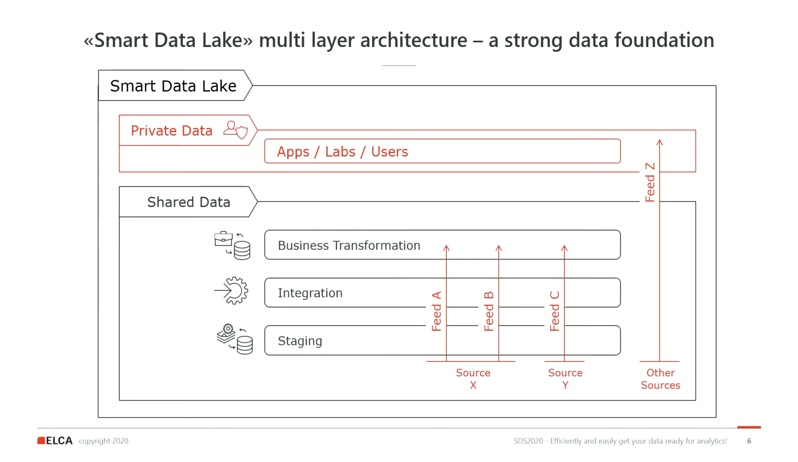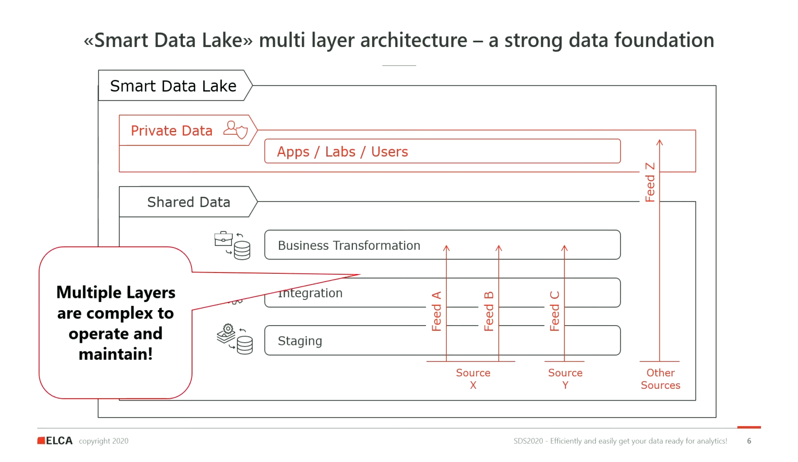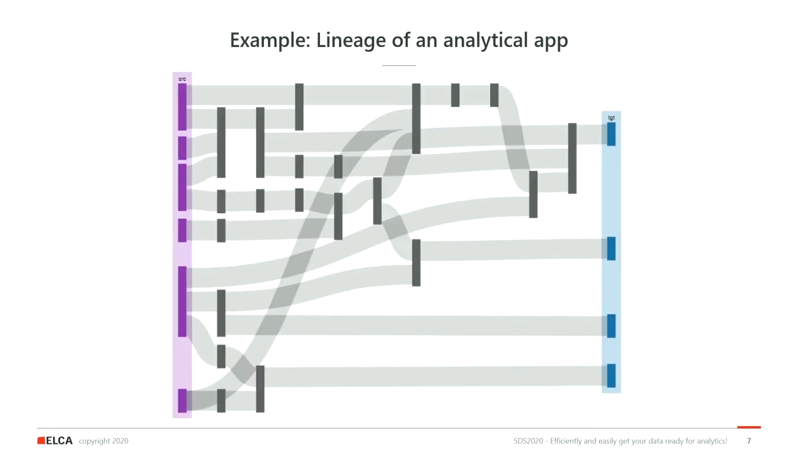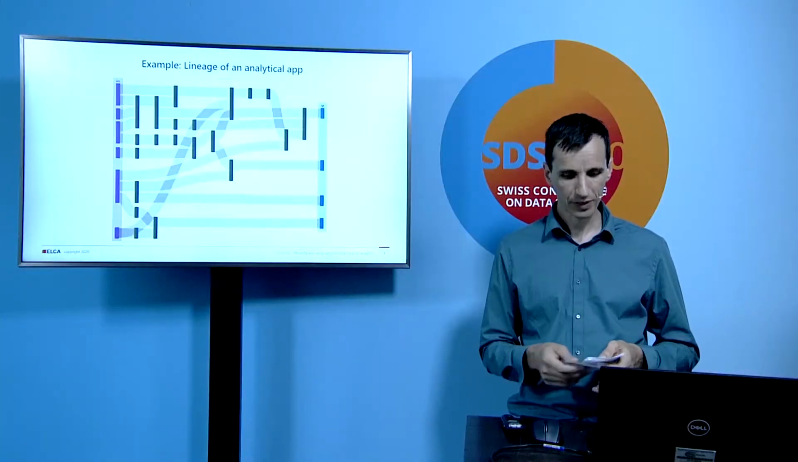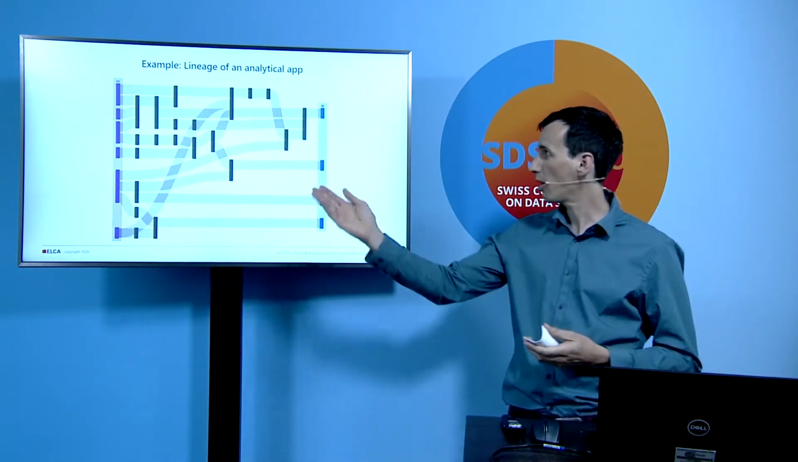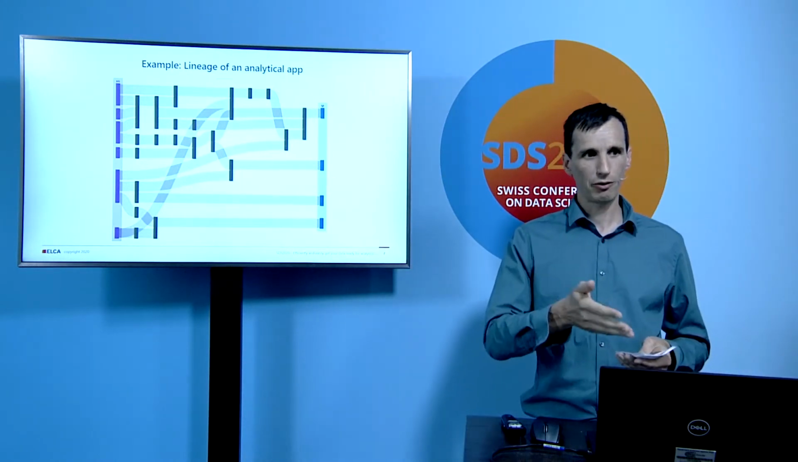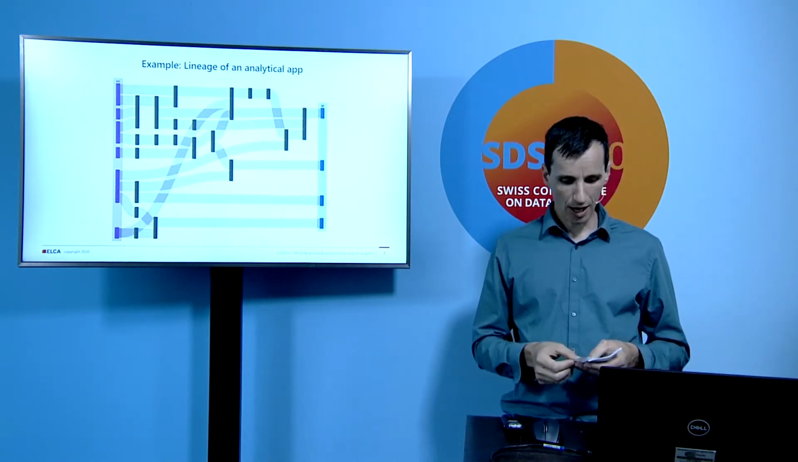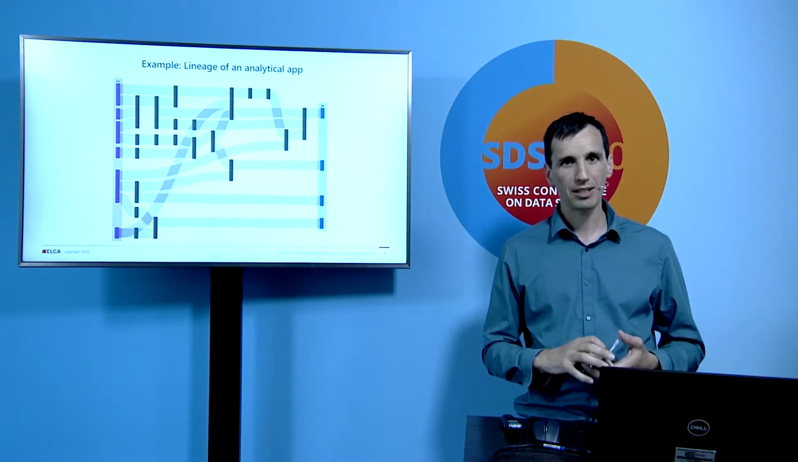A smart data lake adds additional layer on top of a normal data lake. This architecture provides a strong data foundation for efficient AI and ML. But there is a drawback. Multiple layers are complex to operate and maintain. I show you an example of the lineage of an analytical app we built. The black bars are data objects, in this case Hive tables, and the paths you see are the transformation, the flow of the transformation. How do you manage such complex data pipelines?